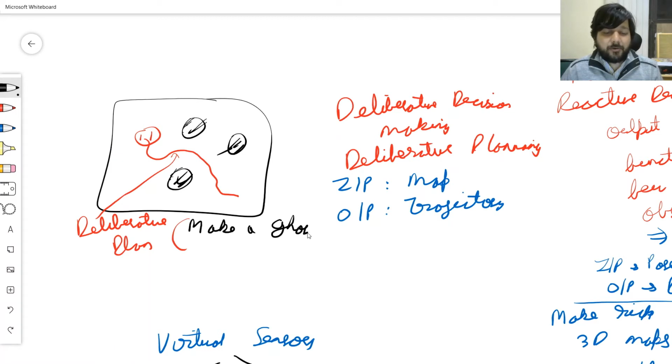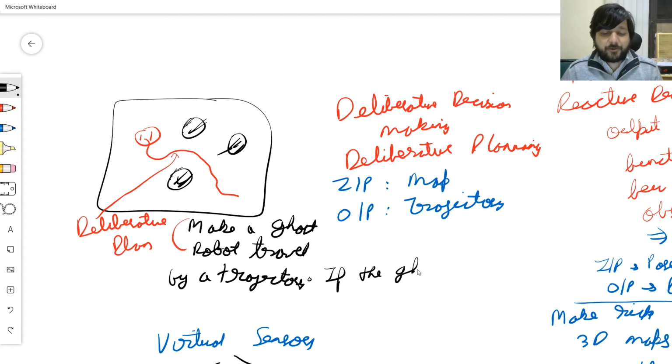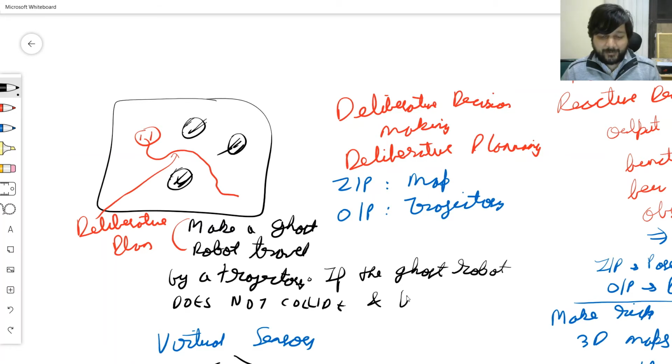So my mantra is: make a ghost robot travel by a trajectory. If the ghost robot does not collide and the trajectory is good, then accept, else mend the trajectory or make a new trajectory.